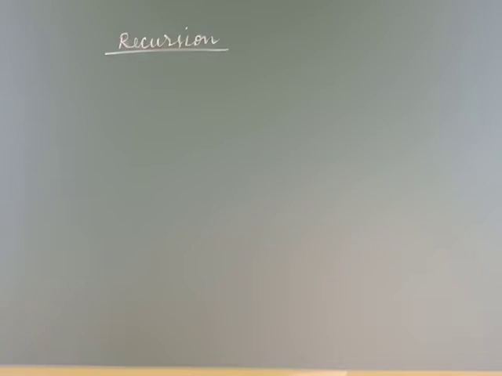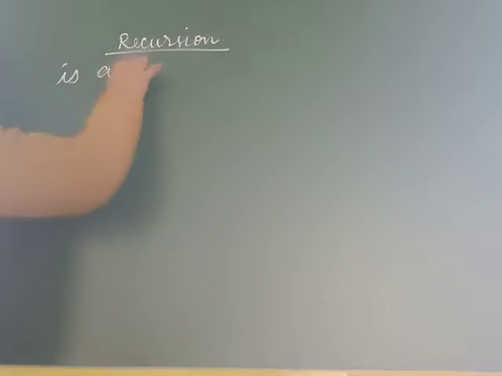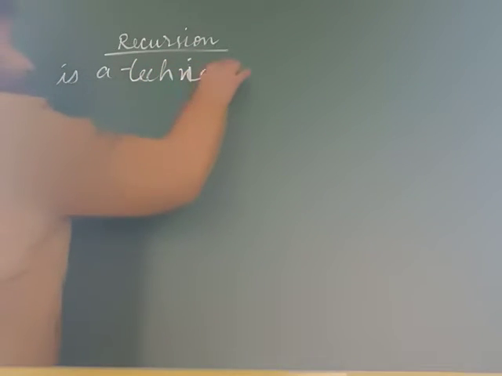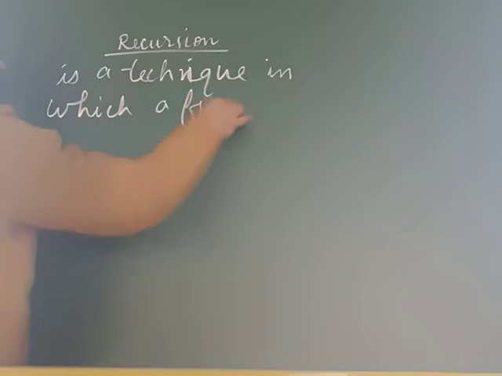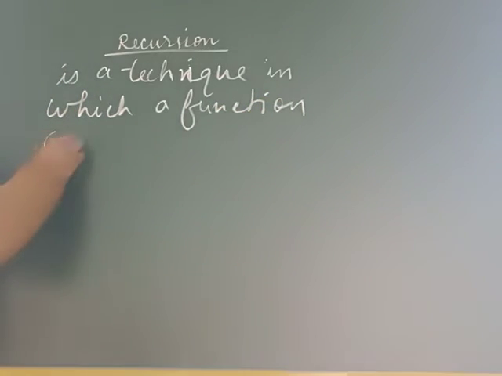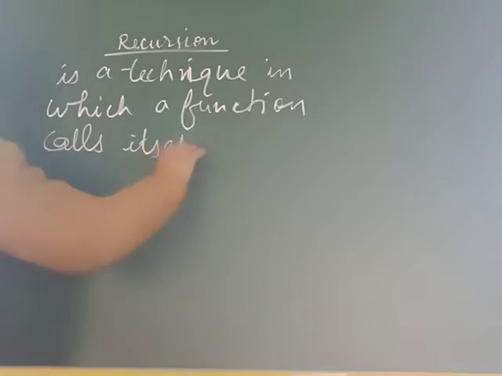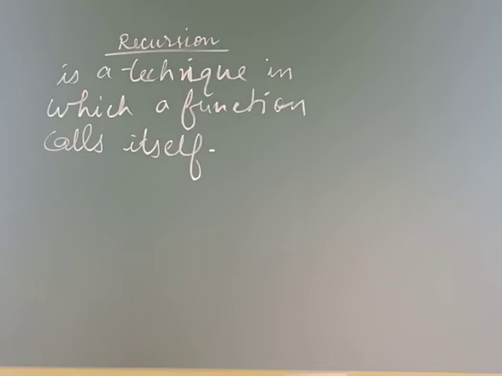Now today's topic is recursion. So what is recursion? Recursion is a technique in which a function calls itself. Okay. So recursion is just a type of iterative statement. A recursive method is a method that calls itself, and we will discuss it now with one example.